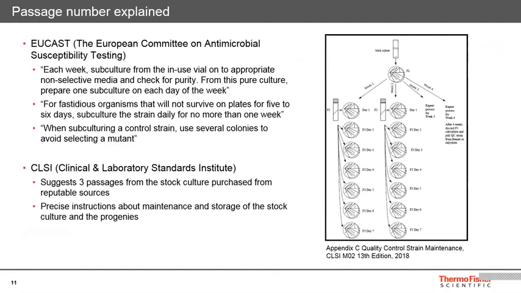The Clinical and Laboratory Standards Institute, CLSI, limits the number of passages to 3 progenies from stock culture. CLSI has defined a diagram in M02 for stock maintenance and storage of the stock culture. As you can see from the image, they refer to progenies or subcultures as F1, F2, and F3. Stock cultures are prepared from the original culture received from a reputable source such as depositories or licensed derivative providers such as Thermo Fisher.